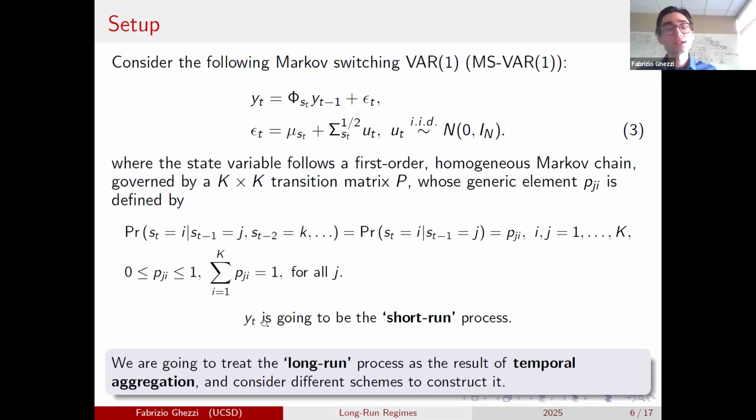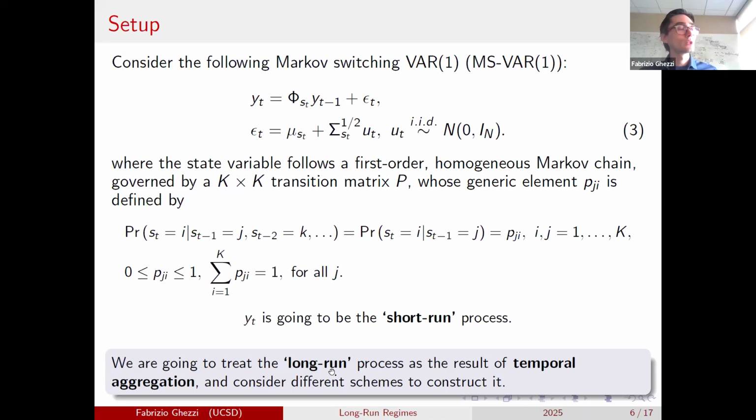Okay, and from now on, I'm going to refer to Y_t, just plain Y_t, as the short run process. You can think about it in terms of frequency as 1 day, 1 month, whatever your true data frequency is. So if you think your returns are actually generated at monthly frequency, then the short run is going to be monthly frequency, right?